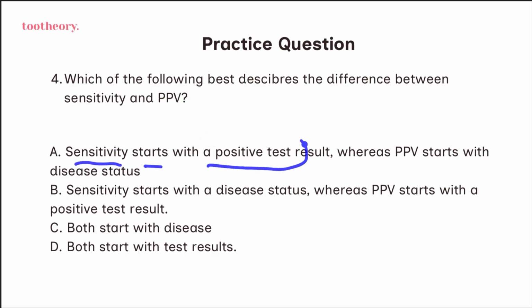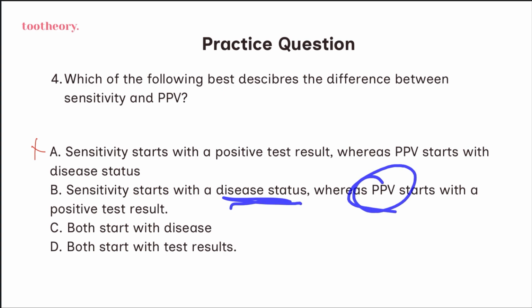The first option says sensitivity starts with a positive test result, whereas PPV starts with the disease status. That is incorrect, because sensitivity is the one that starts with the disease status, and PPV is the one that starts with the test result first. So that's clearly wrong. Let's look at the second one, which says sensitivity starts with the disease status, whereas PPV starts with a positive test result. So this is the one that's actually looking right to me. And the other one says both start with disease or both start with test results, which is simply not true, right? So the answer would be B.